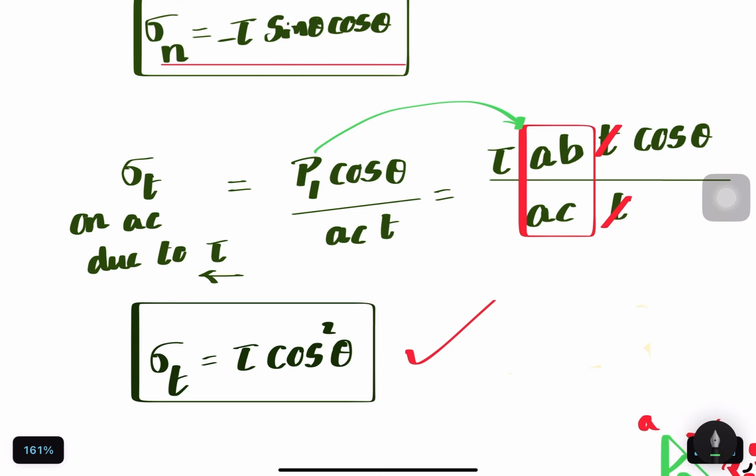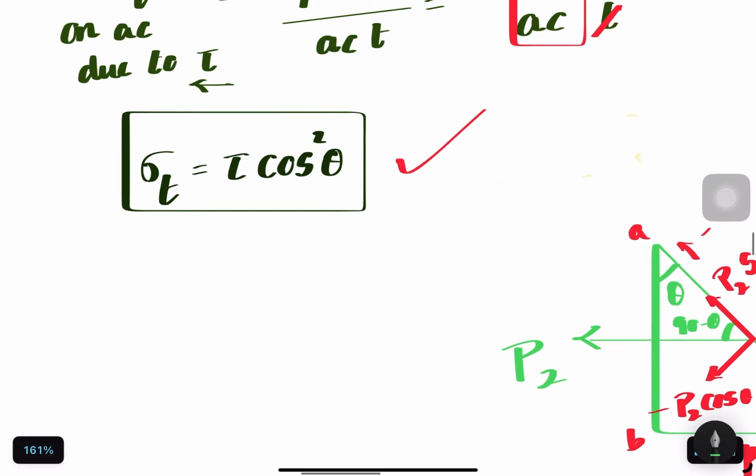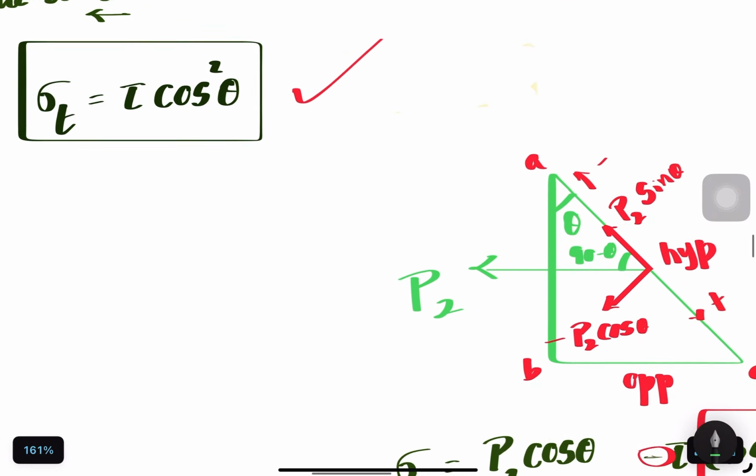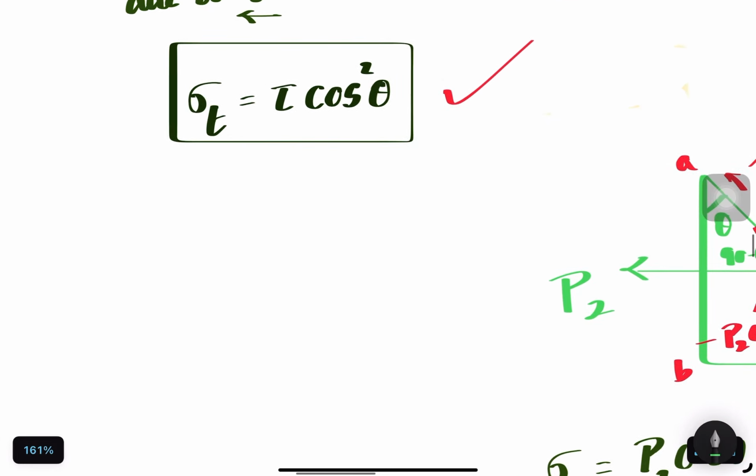Okay. Now we are going to do exactly the same, but for P2. The normal load that is acting on the inclined plane due to P2 and the tangential load that is acting on the inclined plane due to P2. What is P2? So here we go. So if you want, I can do this one more time. So here is our triangle. This is A, this is B, this is C.